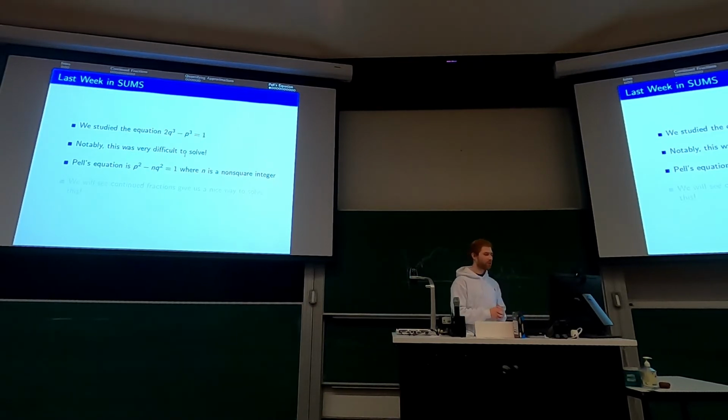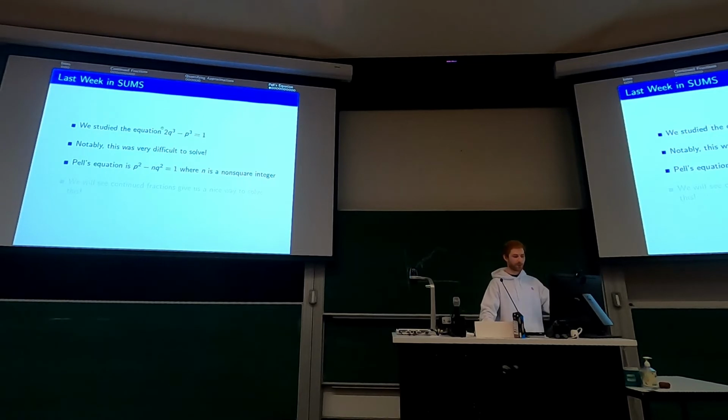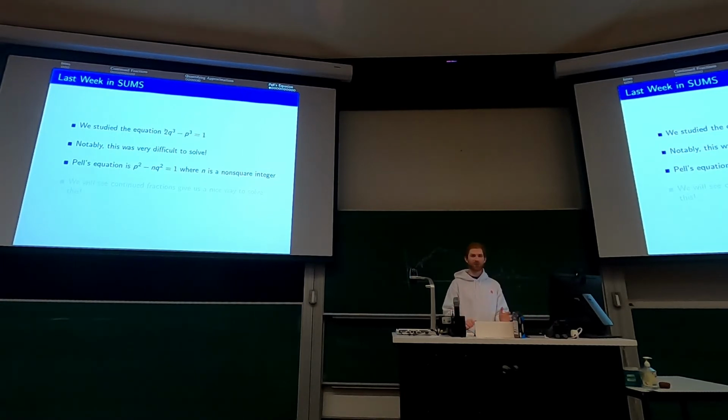So if you came to the sums talk last week, you'll have seen that we tried to solve the equation 2q cubed minus p cubed is equal to 1. And one of the things that you might have gotten from this talk is that it was quite difficult, right? It took a lot of theory, a lot of trial and error and all that to prove this, and we didn't really get a super easy method in the general case.